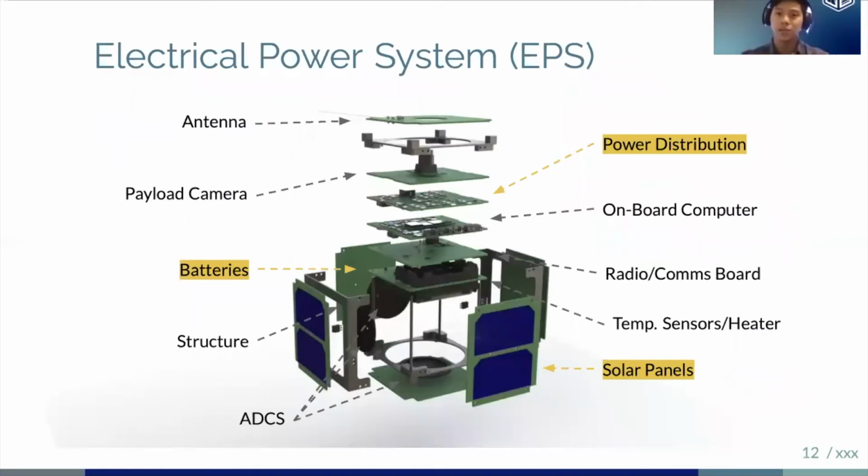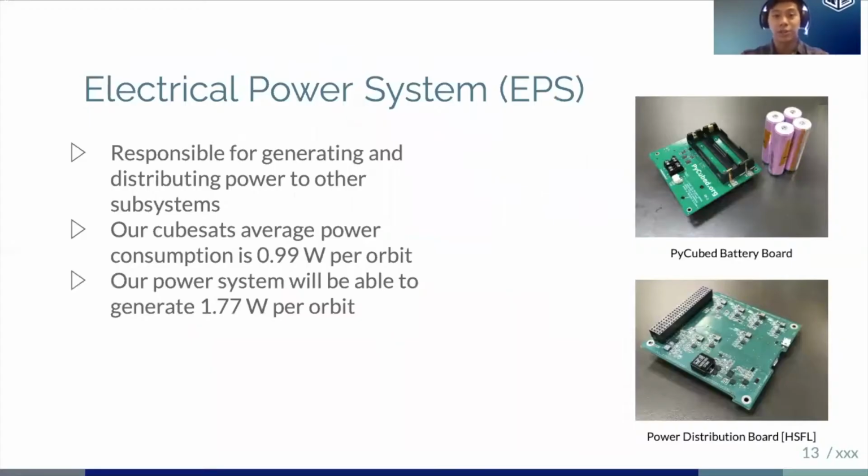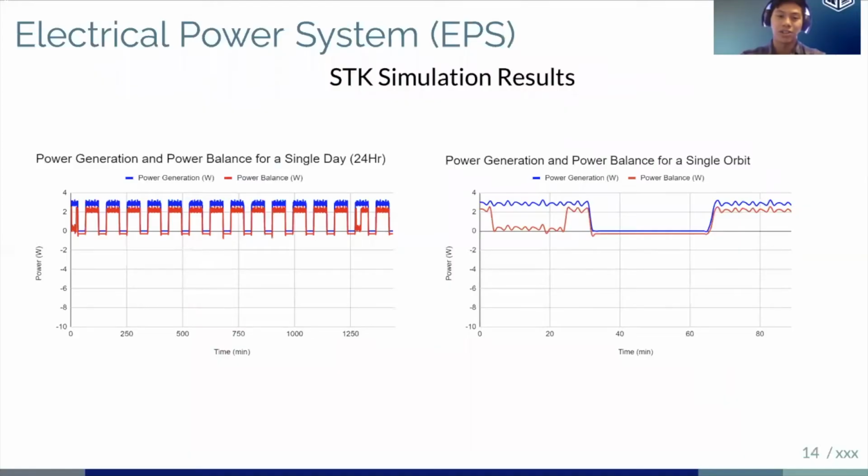The EPS, or electrical power system, of our satellite consists of the batteries, power distribution board, and solar panels. The EPS is responsible for generating and distributing the power. We also fabricate the board, so if you're interested, hit us up. Our satellite will use up to 0.99 watts per orbit, and it can generate up to 1.77 watts per orbit. Next, we have our charts of our satellite generating power and balancing the power through a single orbit and a 24-hour day.